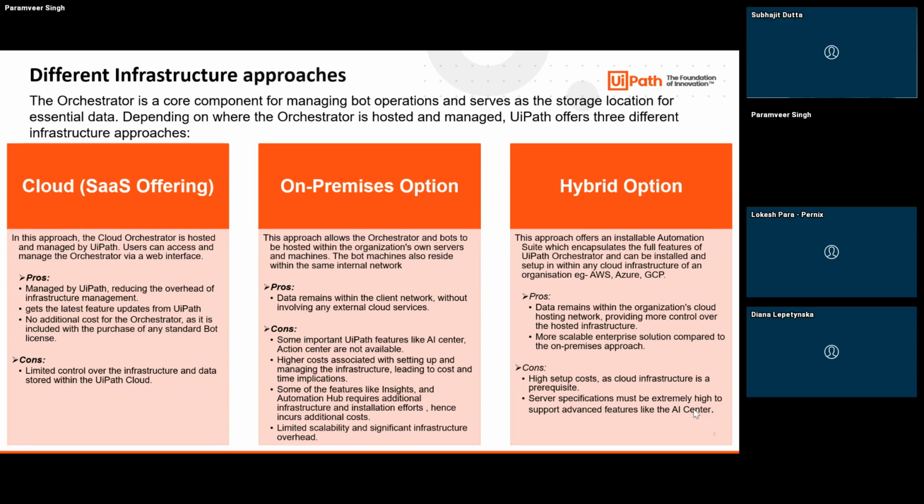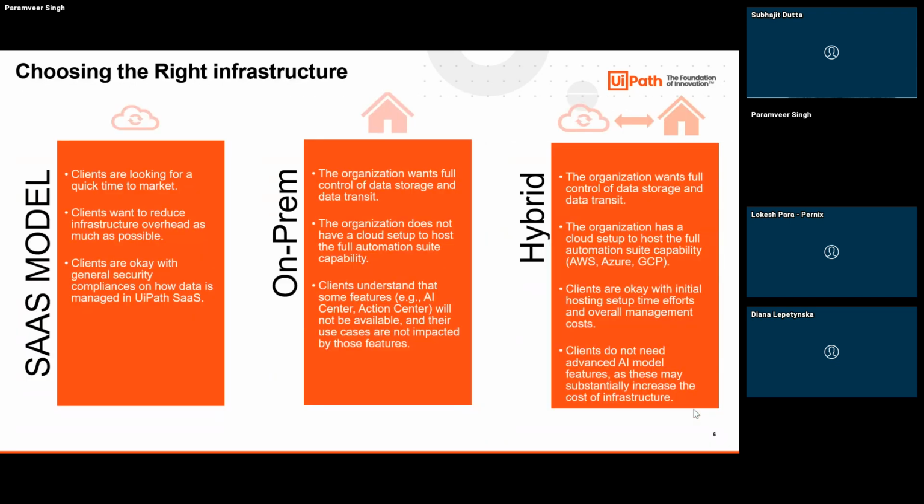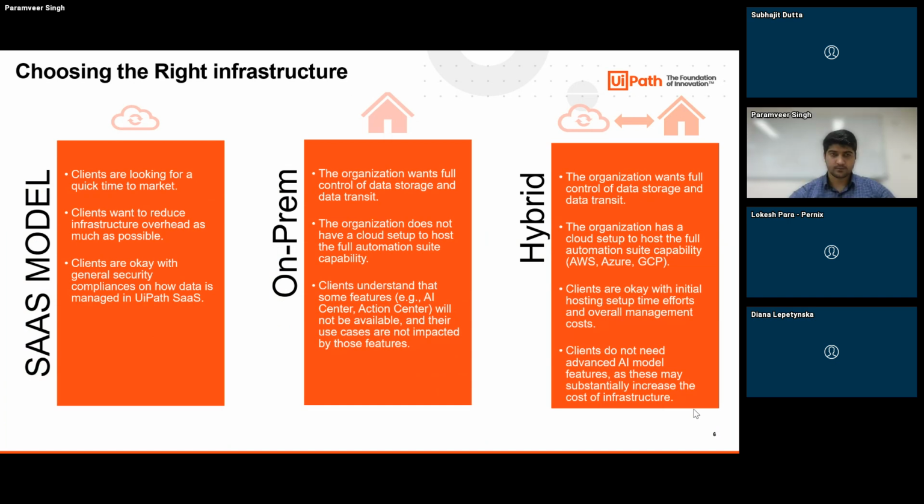With this, we'll move to the next slide, where we'll see that if these options are available, how will the client or a customer choose which option to go for? So we'll start with the SaaS model. Clients who are looking for a quick time to market, for them, that's the best option because it's more or less plug and play. So it's available to them. They just have to register, get the license, and get started. As simple as that.